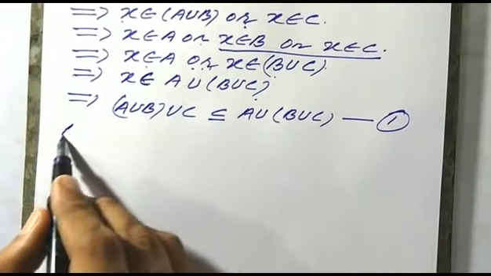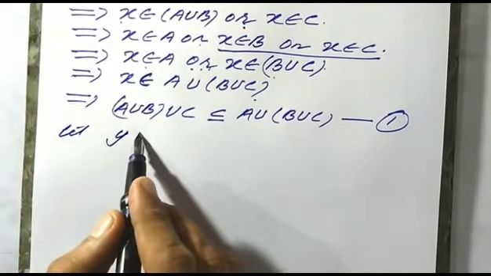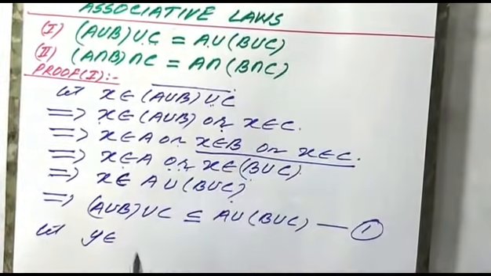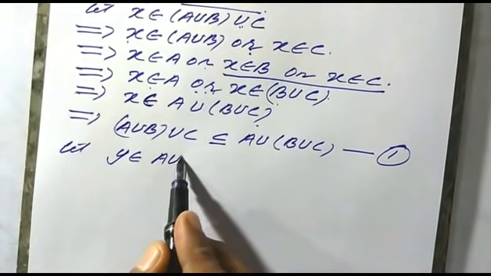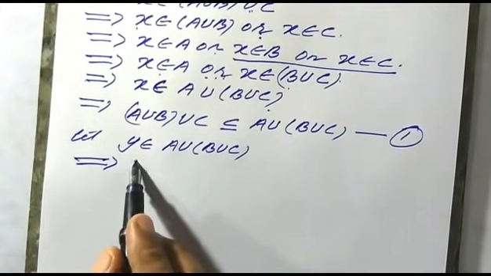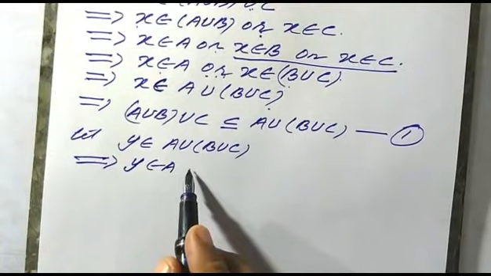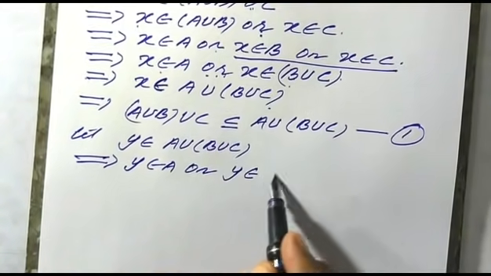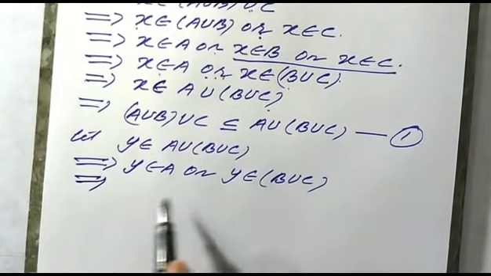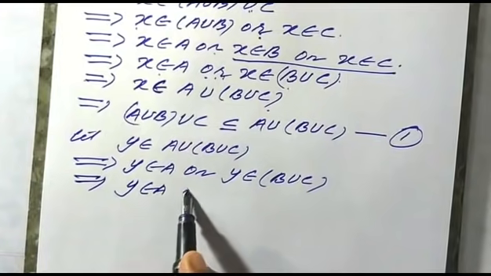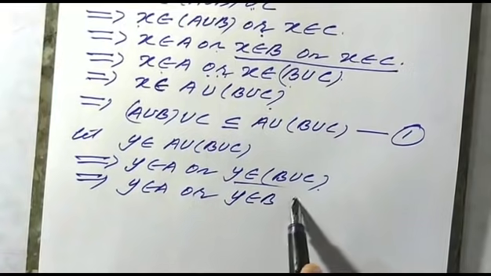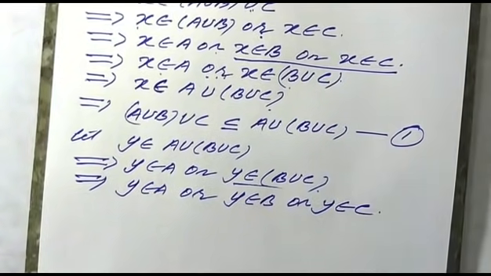Now we take another arbitrary element Y belonging to the right hand side this time, A union (B union C). So again we may write it as Y belongs to A or Y belongs to (B union C). It implies that Y belongs to A, or as it is, and now expand this statement as Y belongs to B or Y belongs to C.